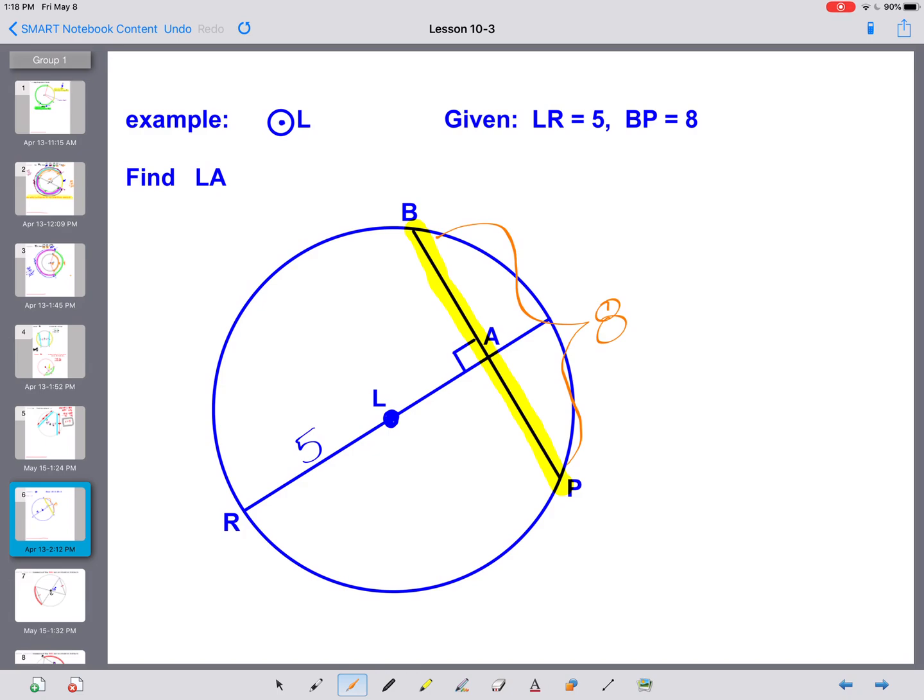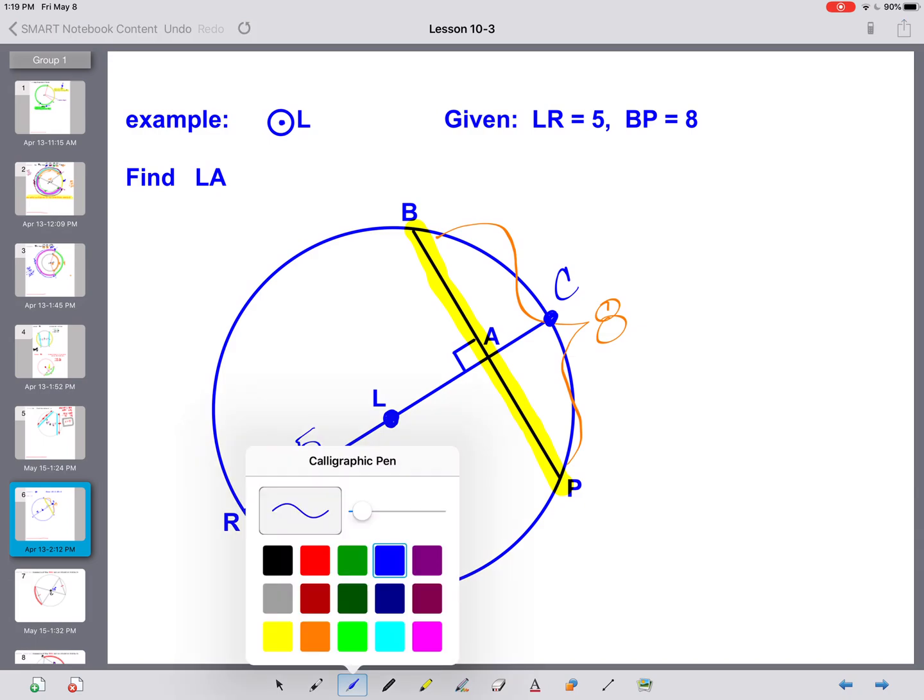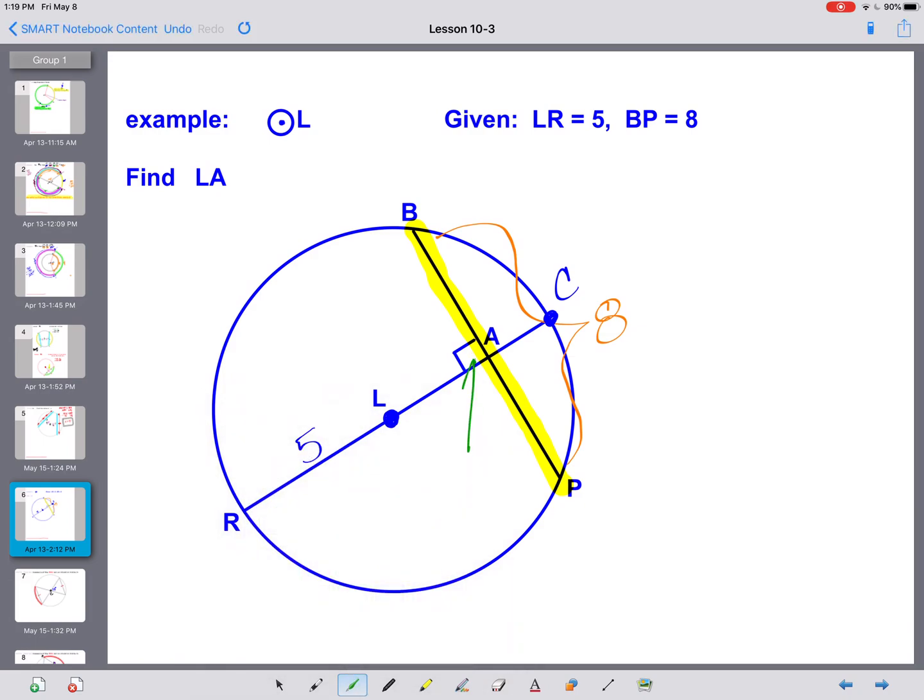Well, from what we just saw in that last picture, I got a radius here. Let's put a point right here. We'll call it C for Chuck Sawyer. LC is also the radius. And look at it, it's perpendicular right there with the chord. What does that do to the chord? Yeah, it cuts it in half. This part equals this part. If the whole thing is 8, then this is 4, this is 4.